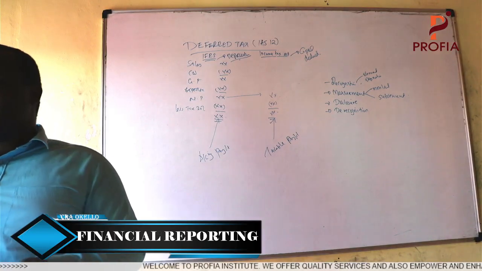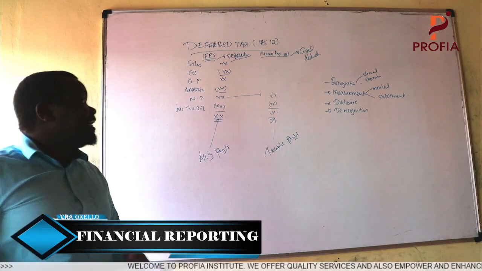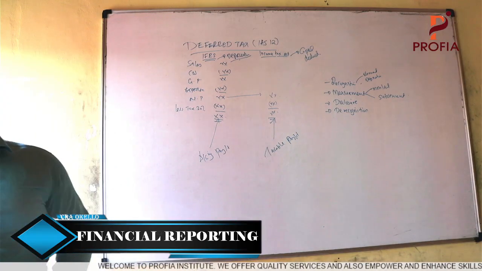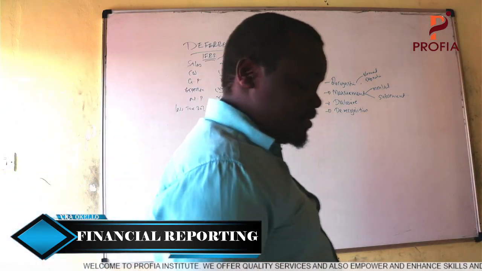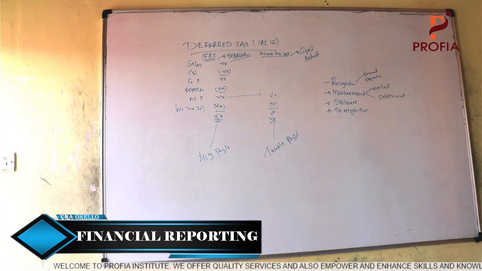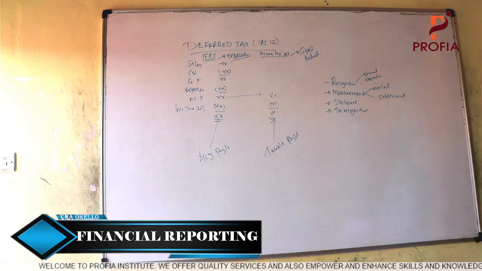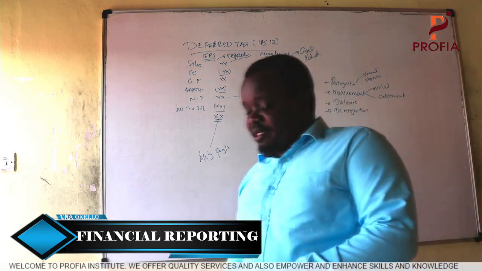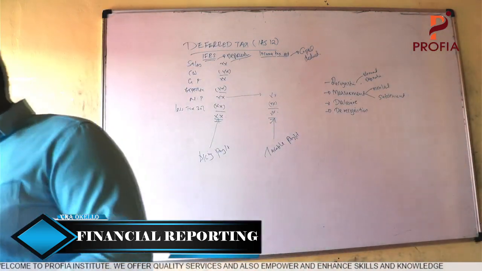is tax on taxable profits. Current tax is tax on taxable profit.